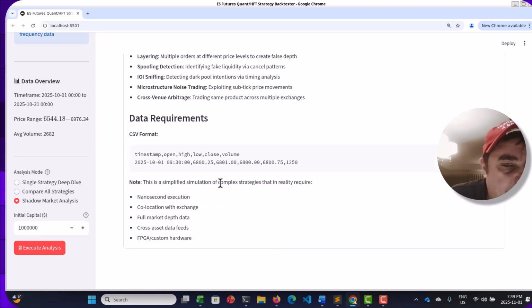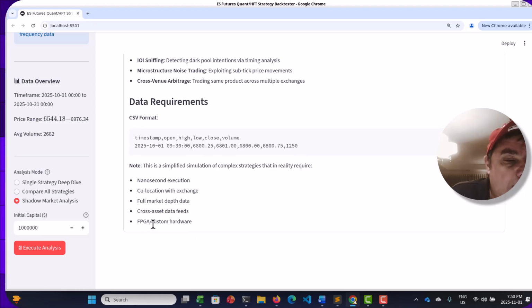And again, these are a reminder of the conditions. We're not providing nanosecond data. We're assuming this data will come from a third party co-located within the exchange with the full market depth as I said at 200. And there's other cross asset data feeds you could use, and the way to run it is on FPGA rig.